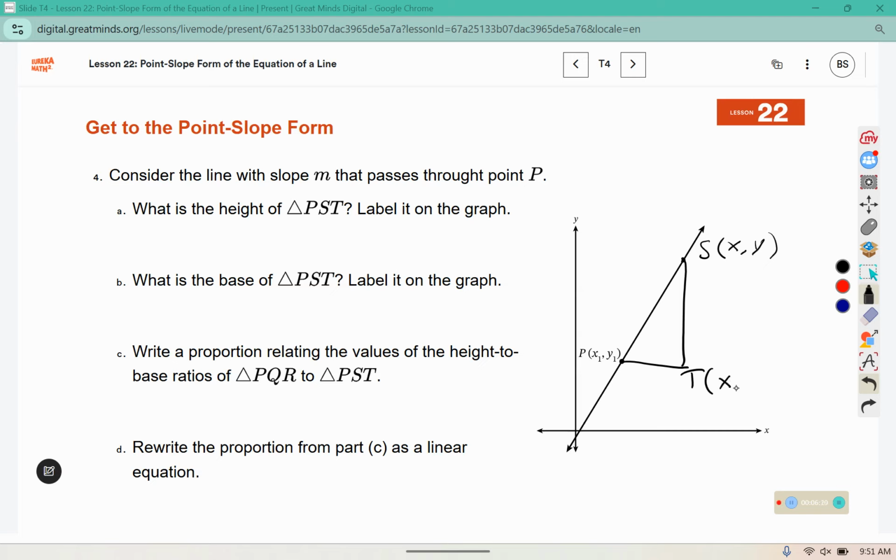That matches this x coordinate, but it uses the y value from here. So what is the height? That would be y minus y1. What is the base? That would be x minus x1. Write a proportion relating the values of the height to base ratio. We have the height and base.